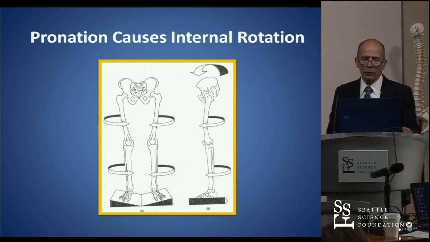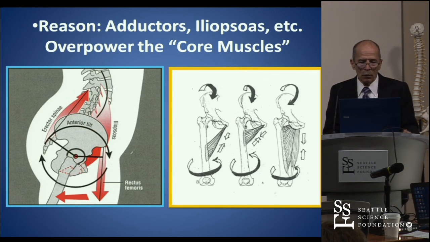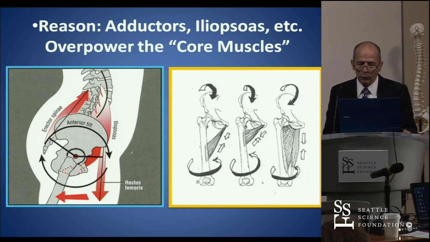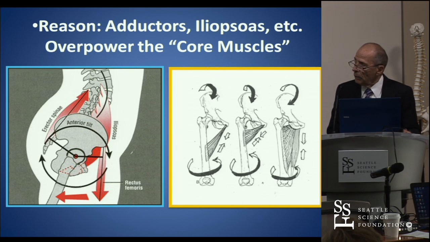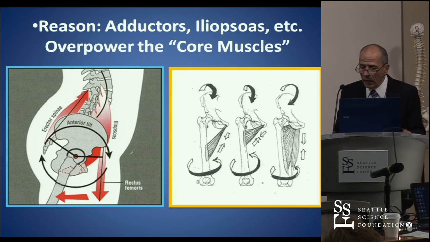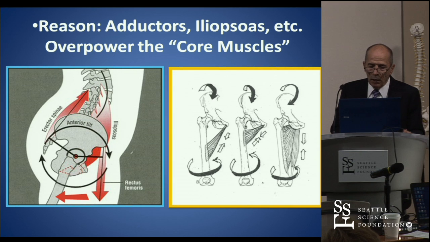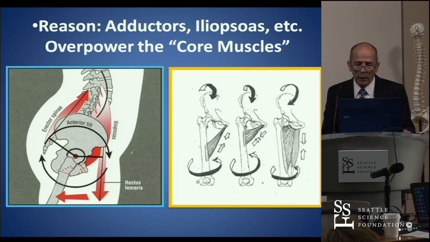The cause for this is because when we pronate, we internally rotate the femur. These muscles of the adductors are attached behind the femur, and they run from the knee to the hip. They attach mostly in the front. So when you internally rotate, you actually tighten the adductors, and this pulls the pelvis into an anterior position.